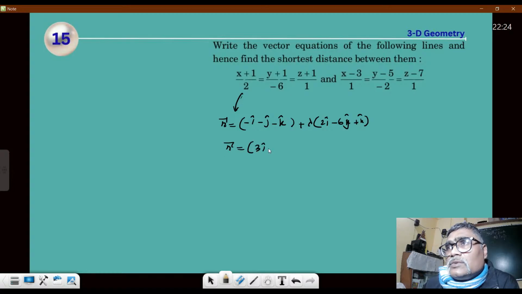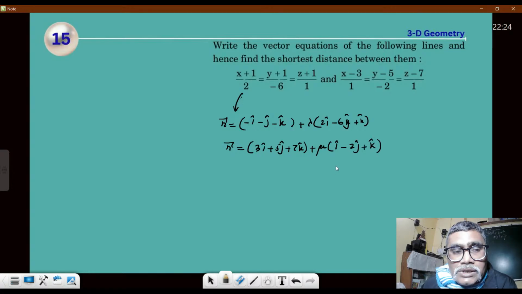What is the other in vector form? 3 i cap plus 5 j cap plus 7 k cap, and then use a different constant or parameter, times i cap minus 2 j cap plus k cap. Again, a statutory warning, don't directly write these values because they may not be in the standard form. Once you get it, your formula is ready.